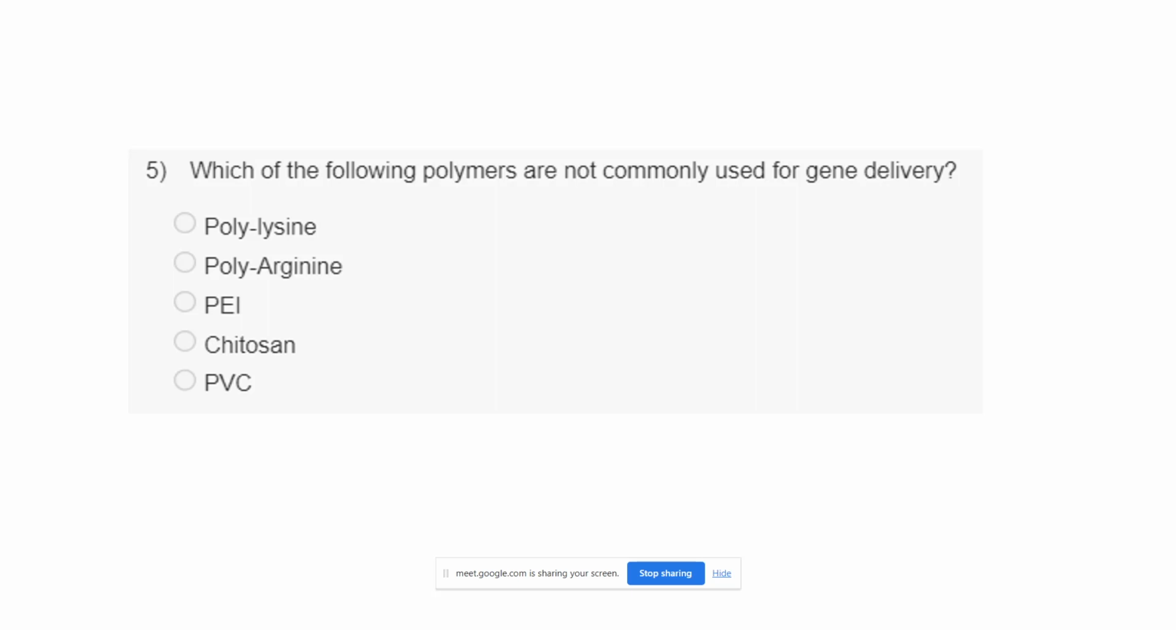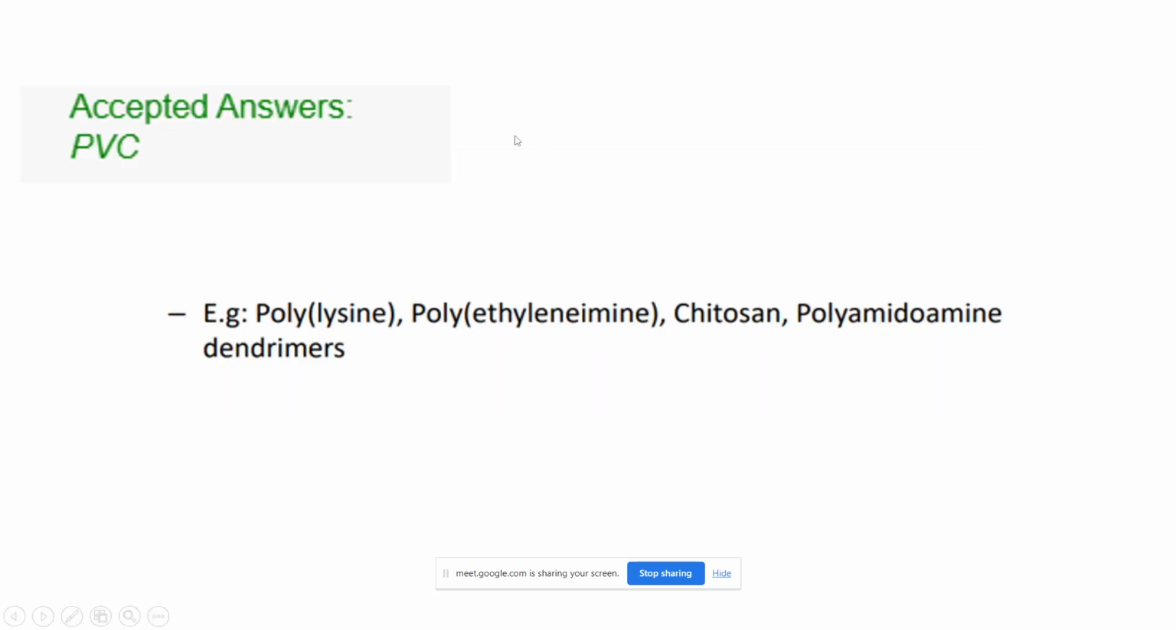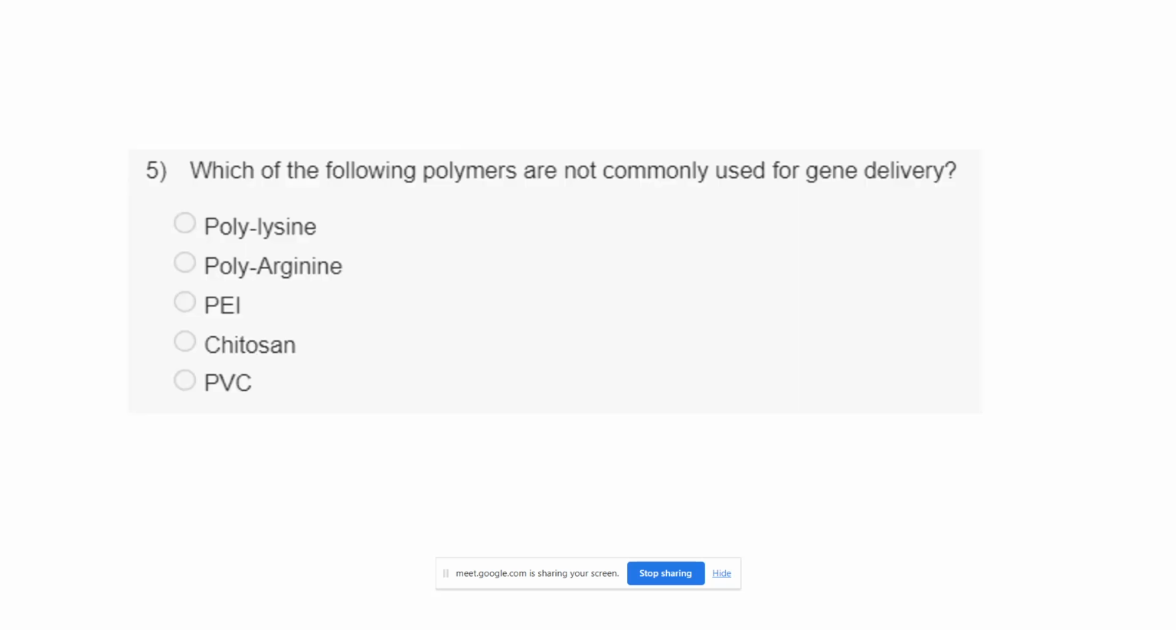Okay. Yes, PVC is the correct answer. So polylysine and polyarginine are positively charged. Polyethylenimine, chitosan, and polyamidoamine can also be similarly used. These are also positively charged polymers that can be used for gene delivery and which are commonly used. Only PVC is the option which is not commonly used for gene delivery.